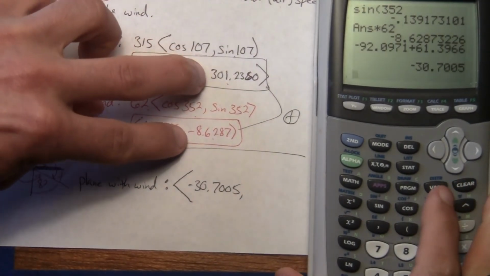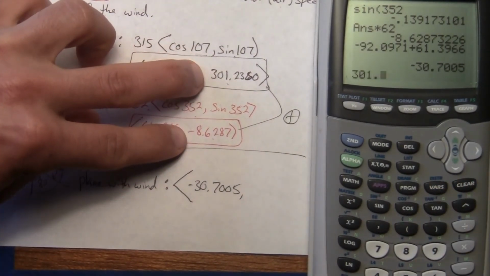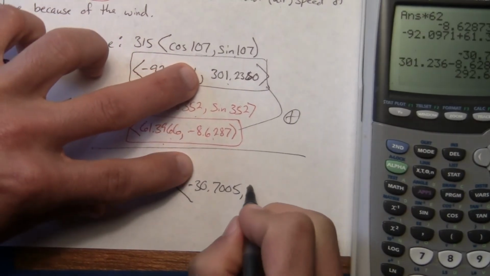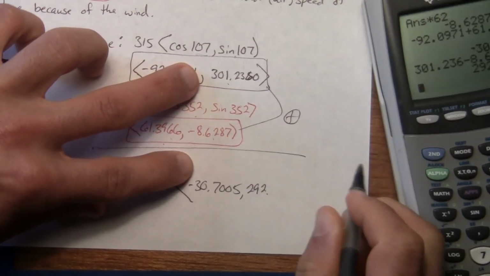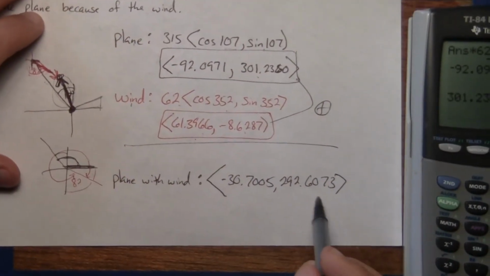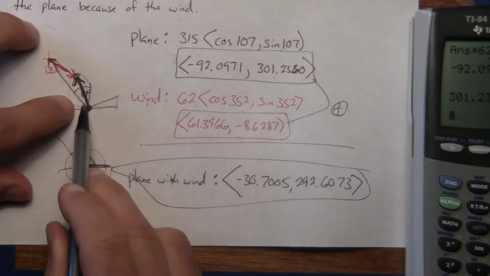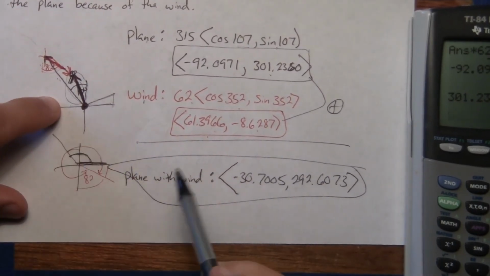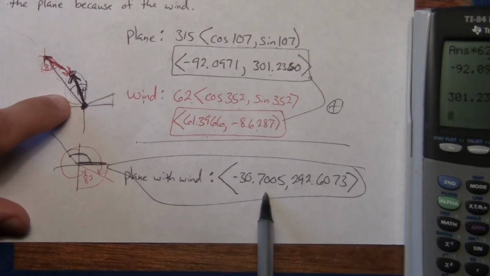Add the y values together, 301.2360 minus 8.6287 gives me a positive 292.6073. And now if you ask yourself, x and y value, does that make sense with that picture? Moving a little bit to the left, going up quite a bit? Yeah, my picture is not 100% accurate, but yes, that does look like that makes sense.